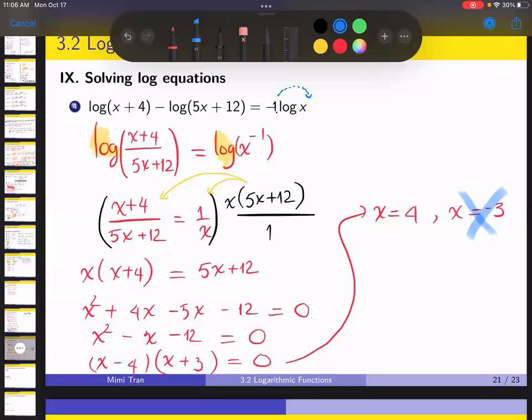Let's check it out. It's a good thing to check because sometimes you get the answer. It's positive. Yay, it looks good. What if something is wrong over here, that you make some mistake here? That might not be the correct answer. So let's check. X equals 4.